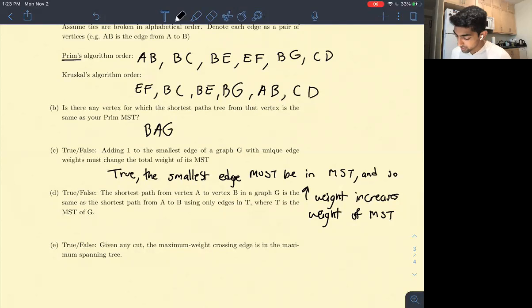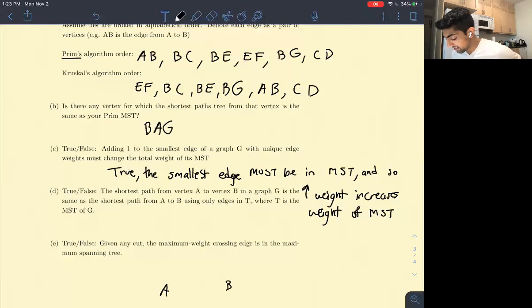Okay, the next question asks: the shortest path from vertex A to a vertex B in a graph G is the same as the shortest path from A to B using only edges in T, where T is the MST of G. This question is a lot to understand, but all it's saying is, if we have some A and some B, and some other vertices, in any graph there is a minimum spanning tree. Suppose this is the minimum spanning tree; the shortest path between A and B is the path we take by traversing the edges of the minimum spanning tree. But this isn't always the case.